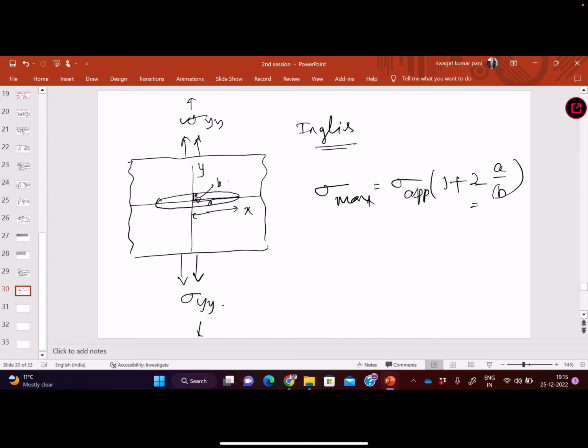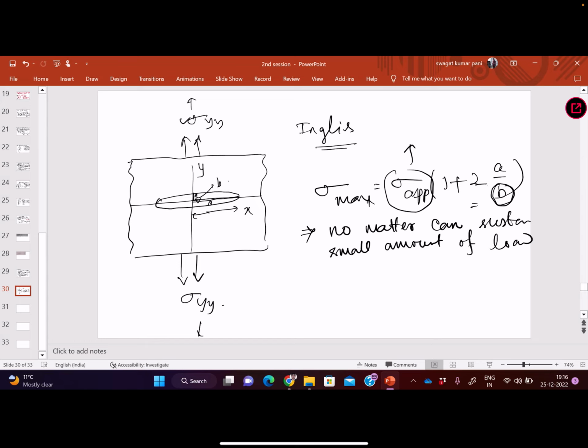But here you can see as B becomes smaller and smaller, this becomes infinite, and it suggests that no material can sustain even a small amount of load when the crack is very sharp. But we see materials with cracks and all this, they don't just break. So there is something that is explained by Griffith.